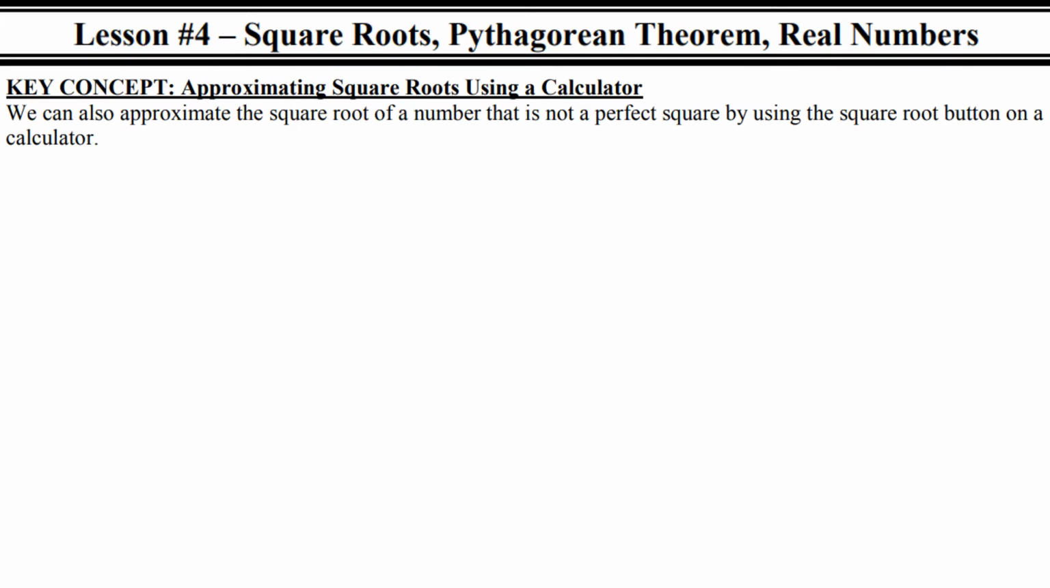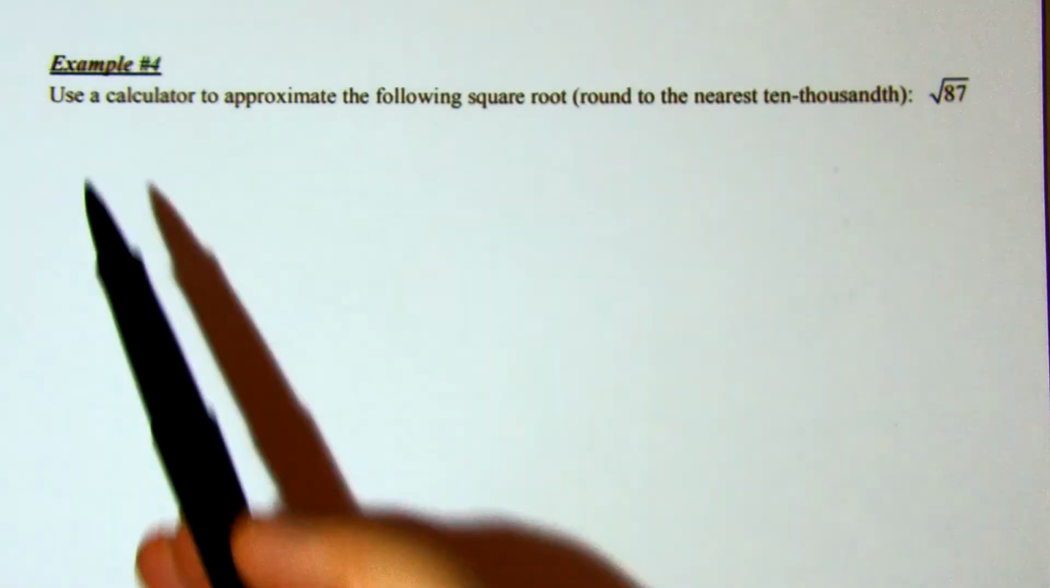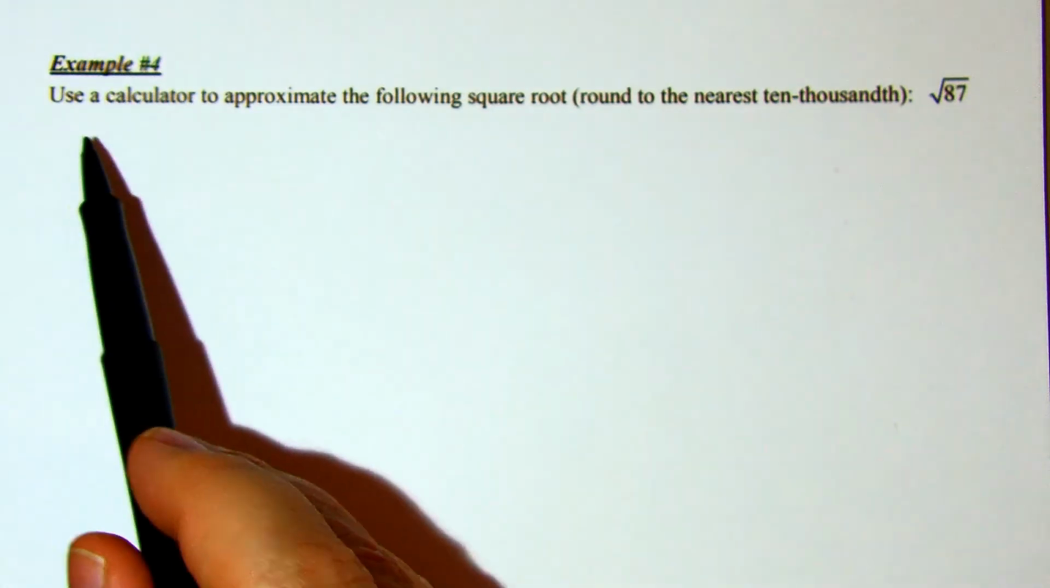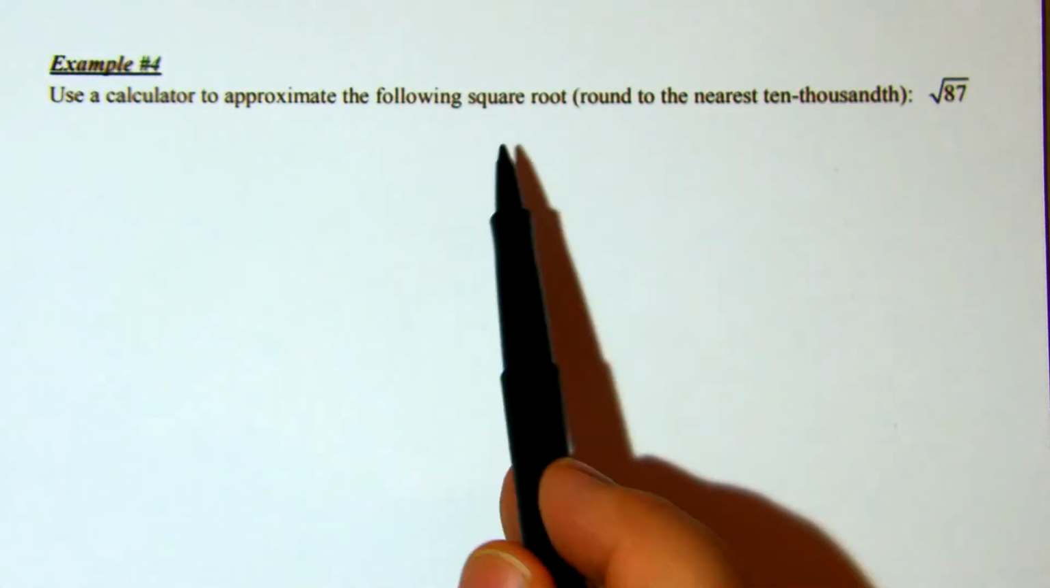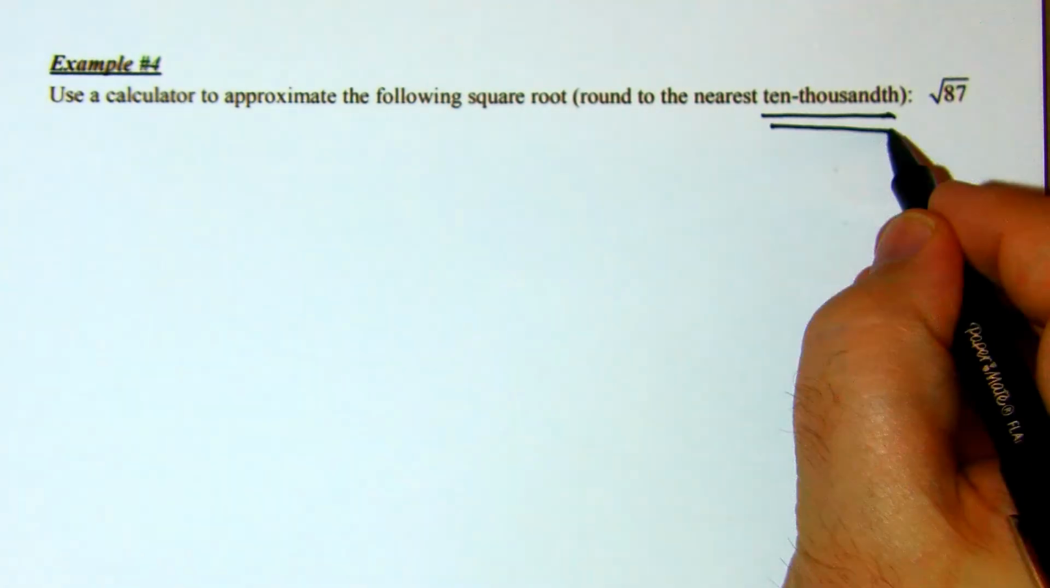We can also approximate square roots by using a calculator. Be careful not to confuse the square root button on your calculator with the square button on the calculator. Next example. Example number 4. Use a calculator to approximate the following square root. Round to the nearest 10,000th as necessary.